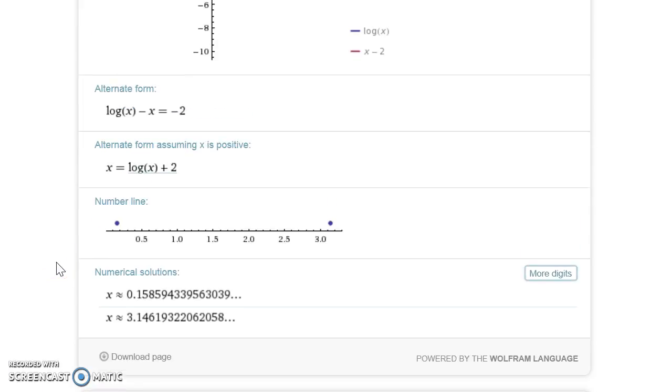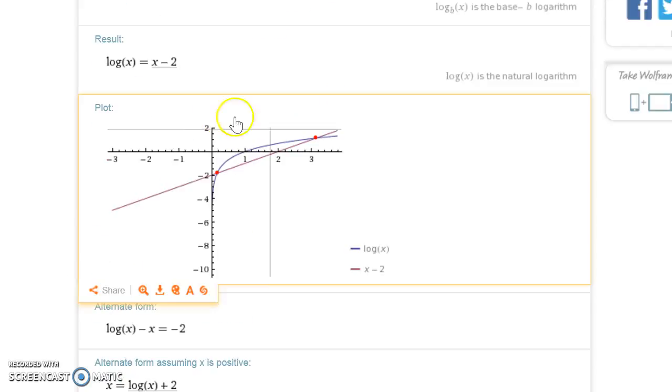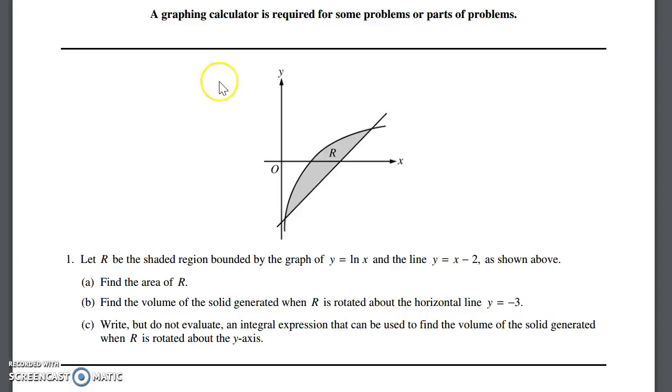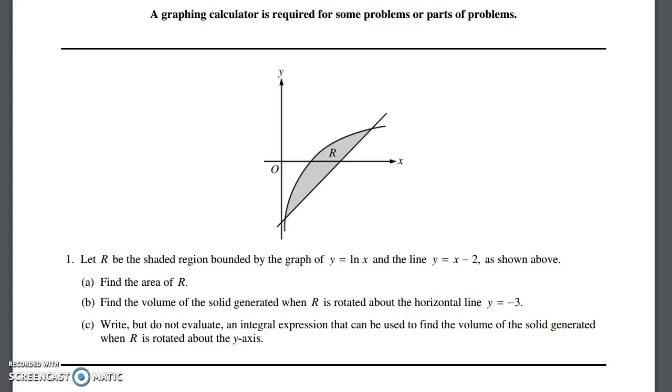Now, make sure these are the proper solutions. What we can do is plot these two curves and make sure that this plot is the same as this plot. In this case, they are. So we know we have the right solutions.